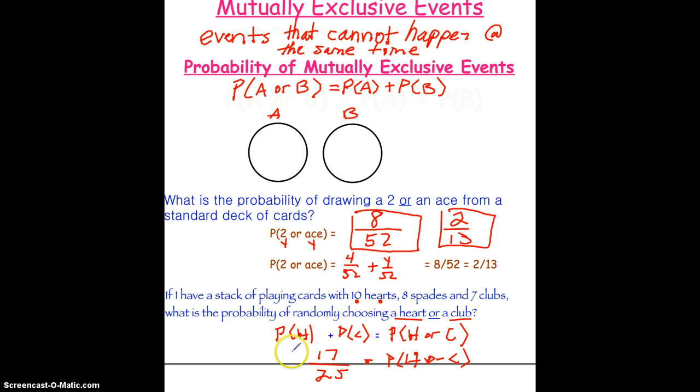Or you could say the probability of drawing a heart would be 10 over 25 plus the probability of drawing a club, which would be 7 over 25. And again, you're getting the same answer either way. And either way works for you.